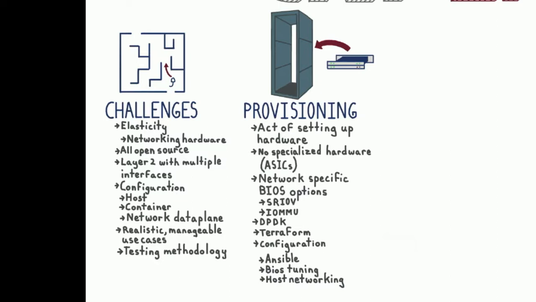For the management of hardware and operating systems, Terraform is used to set up the hardware and operating system, and Ansible is used to configure the BIOS and host network.